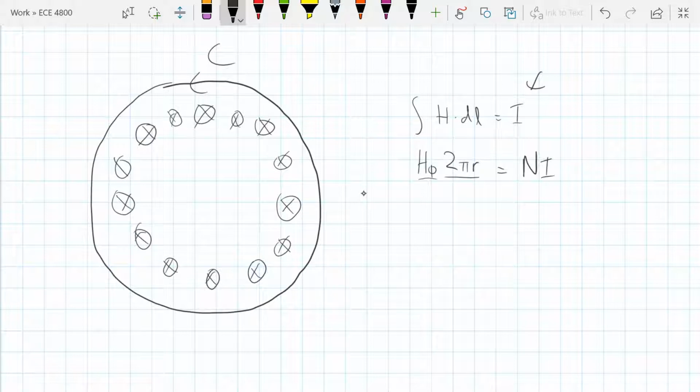I should call this something different so there's no confusion. This is the total current through the surface. N is the number of turns in the solenoid, and I is the current going through there. So the magnetic field is then just equal to NI over 2 pi r. All right, and that's it. That's how you apply Ampere's law to a toroid.